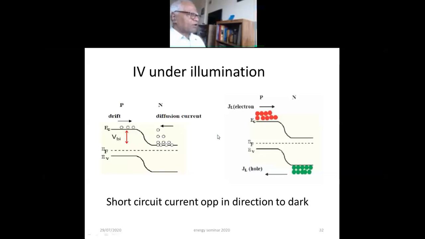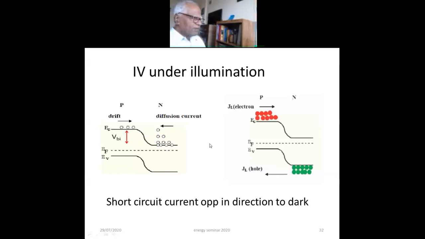So now let's go over to what happens under illumination. This was our picture, if you remember, of the dark. When you took the P and N and put them together, we had a picture like this, and this is what happens in the dark. And I said, if you short this, you get no current, because the number of electrons that go from the right to the left is equal to the number of electrons that go from the left to the right.